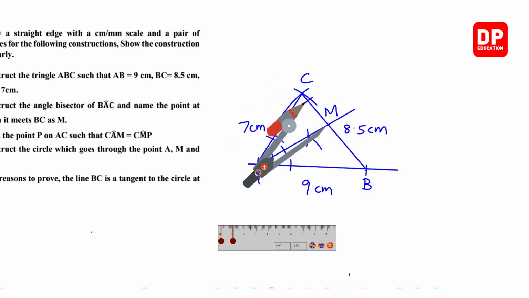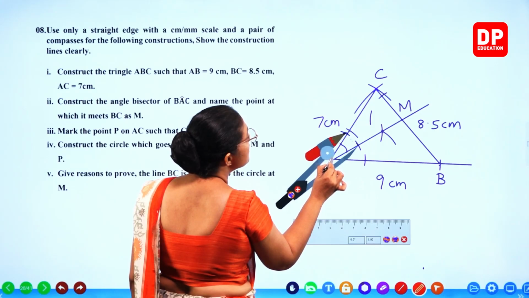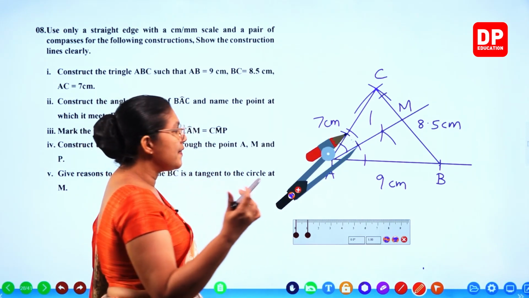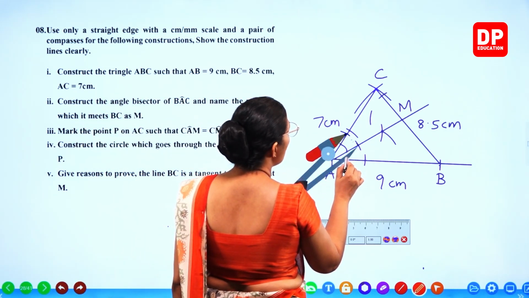Here, and let's take somewhere here. Now you have to take this distance here to here and this distance, because that's the angle size. So you have to copy that to the other part. So how are we going to do that?